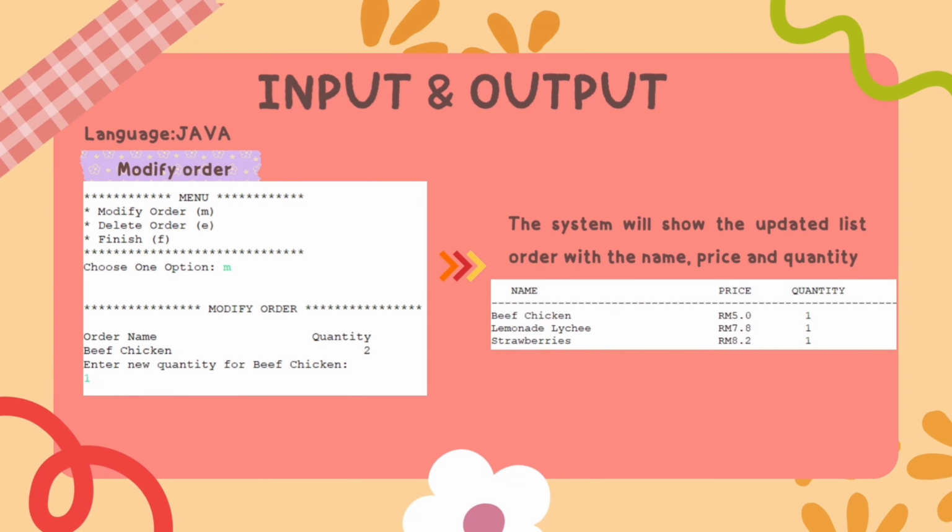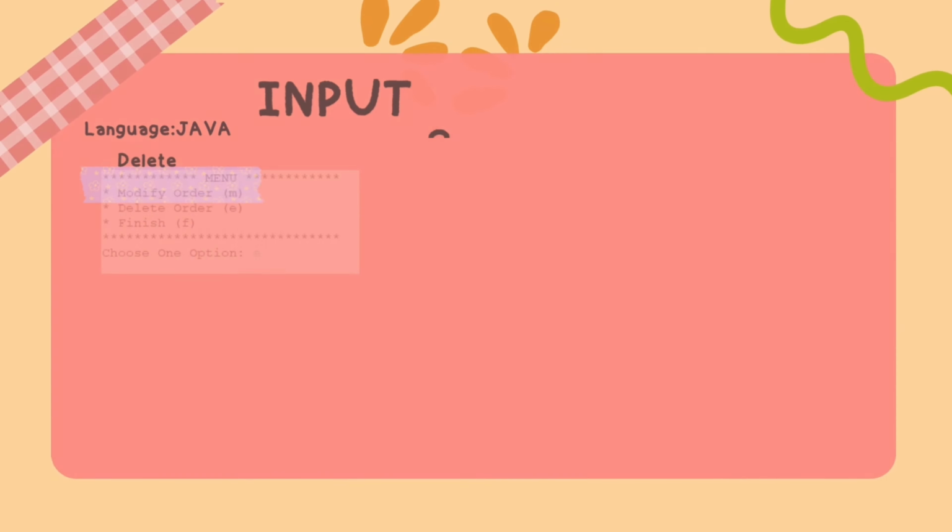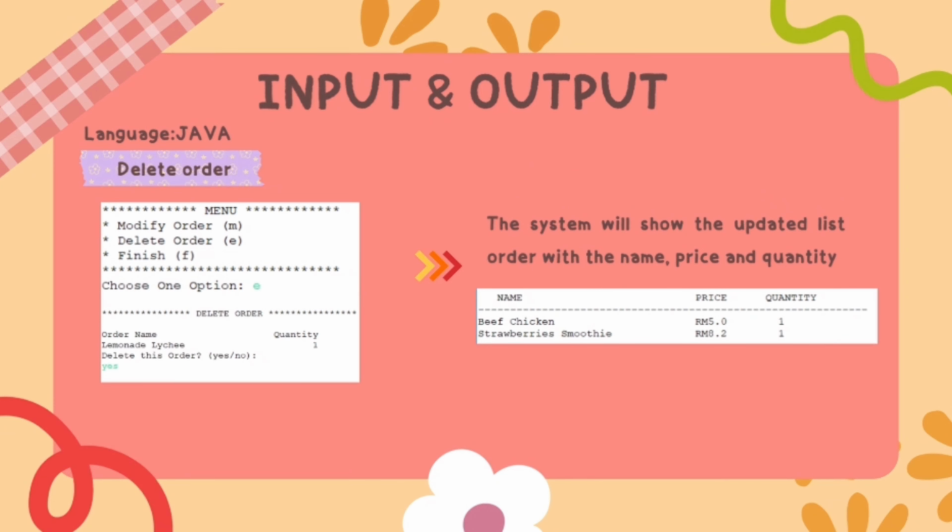Next, modify order. Once the ordering process stops, the customer will be asked to modify, delete, or finish. To modify, the customer needs to enter M, then the modify process will start by entering the new quantity of the order. The system then will show the updated list. Delete order. To delete, the customer needs to enter E, then the delete process will start by removing the order that the customer doesn't want anymore. The system will show the updated list.